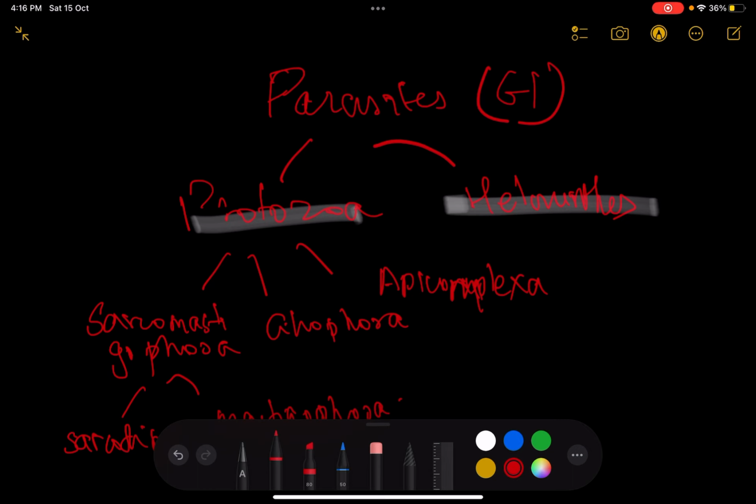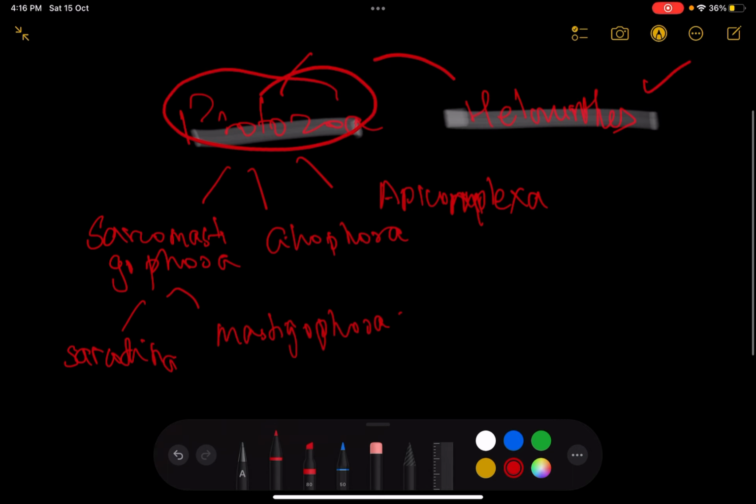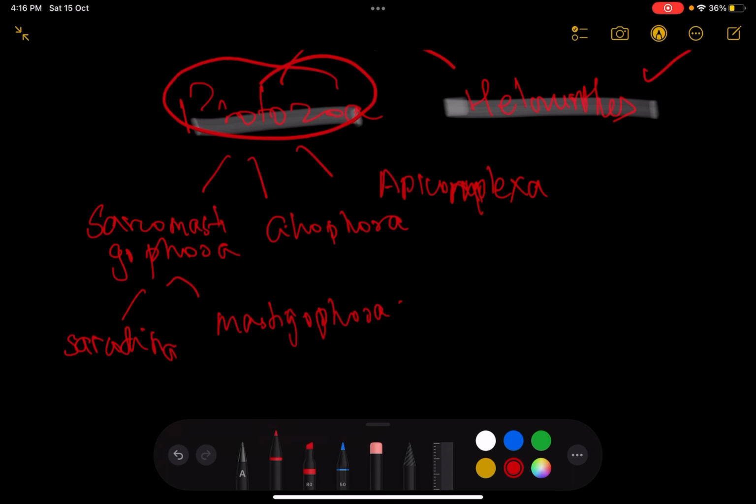So before we get into the helminths, let's look at the protozoa. The protozoa are divided into three phyla: the Sarcomastigophora, the Coeliophora, and the Apicomplexa. Now, Sarcomastigophora is divided again into two, Sarcodina and Mastigophora. Sarcomastigophora is how it's named. So Sarcodina, Mastigophora, and we obviously have Apicomplexa and Coeliophora.